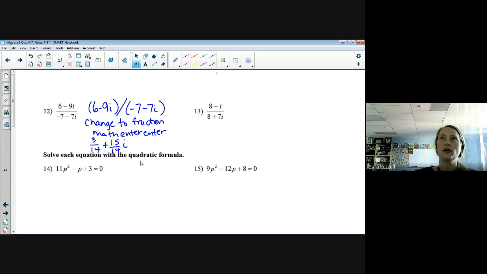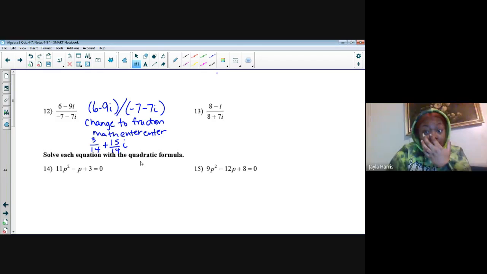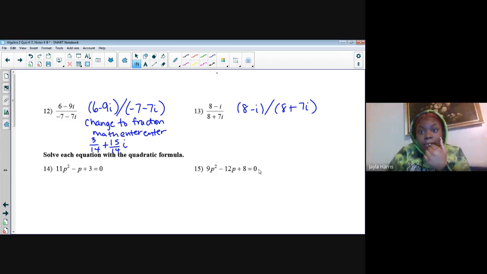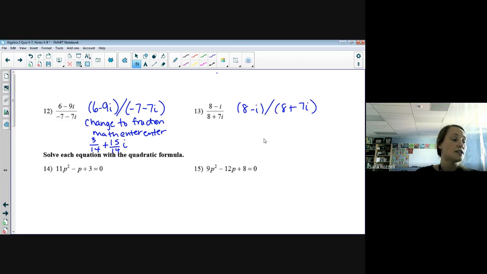Yep. So I got a fraction. 57 over 113 minus 64 over 113i. Was that it? It's like 0.5. Make sure you put parentheses around the entire top and bottom when you type it in: 8 minus i divided by 8 plus 7i. And then hit enter. Oh, that's a 0.5.